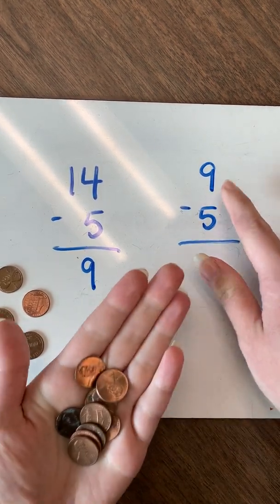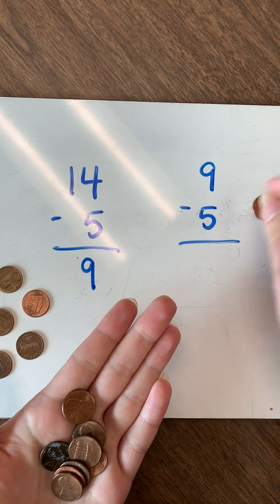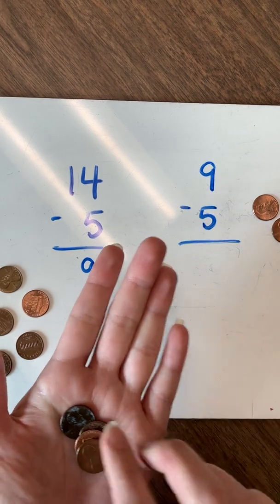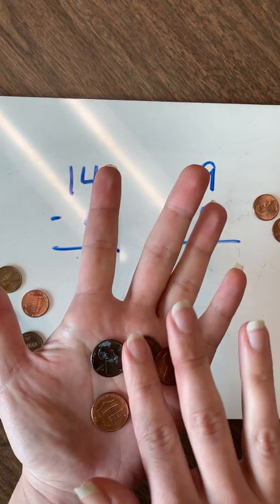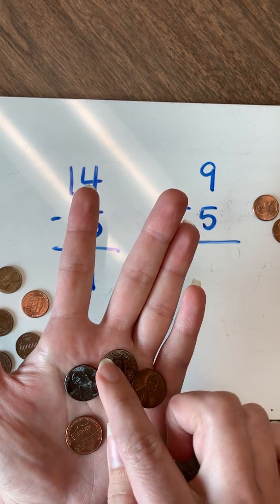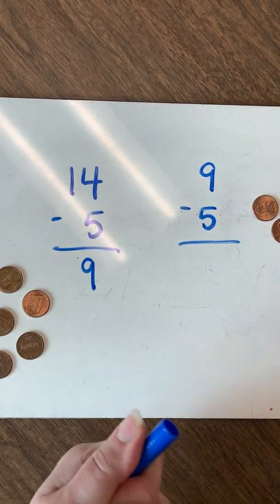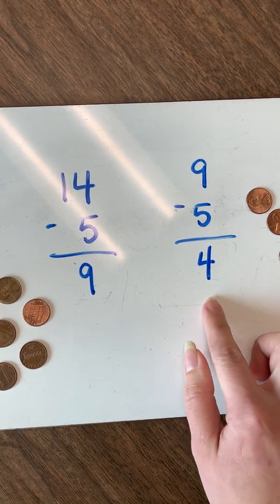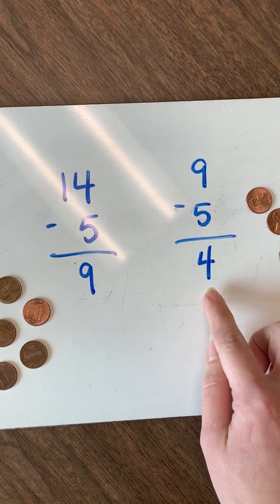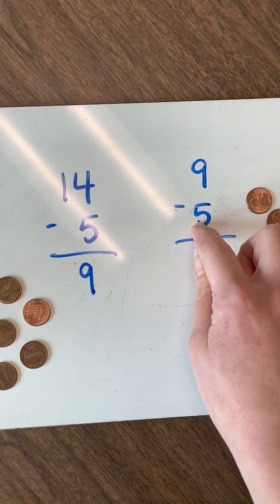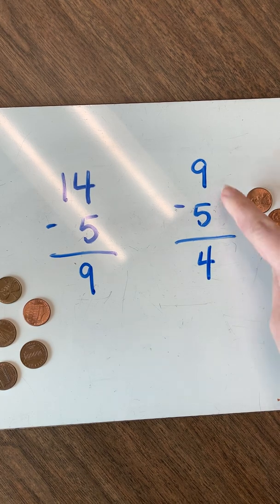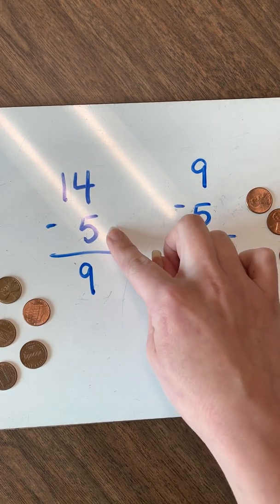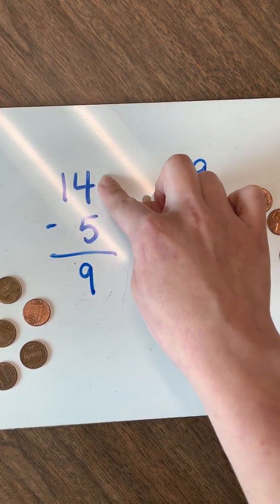Now, 9, and I'm going to give 5 to Braden. Now how many pennies do I have left? 1, 2, 3, 4. 9, take away 5 is 4. What is 4 plus 5? 9. It's our fact family. What's 9 plus 5? 14.